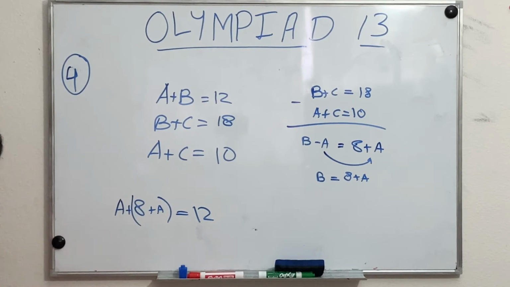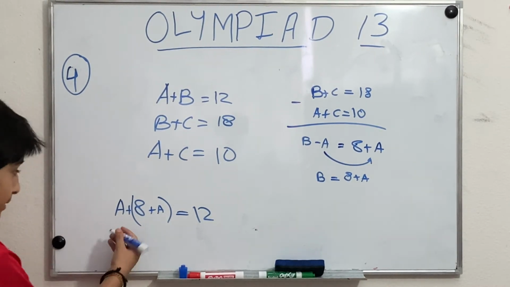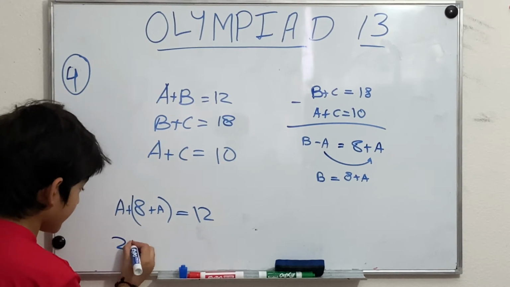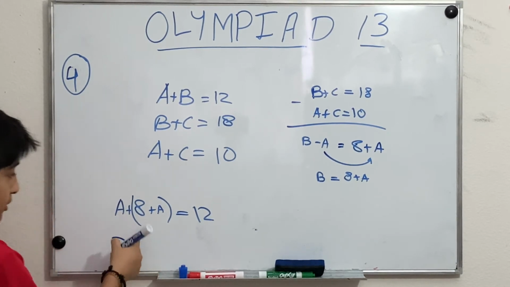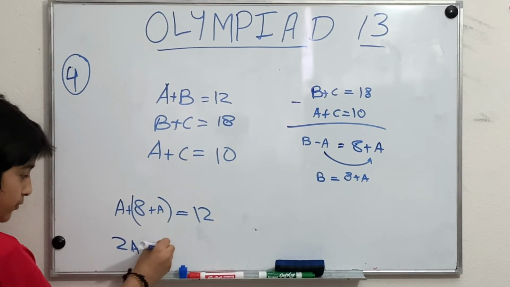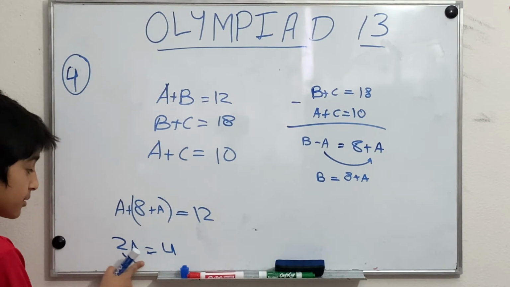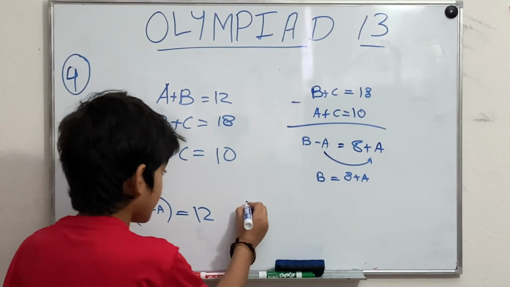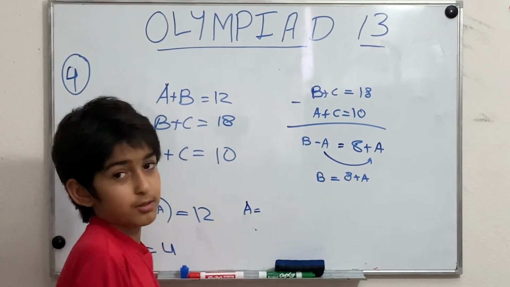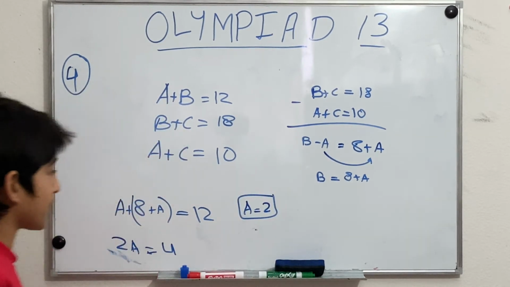Parentheses doesn't do much. Okay, so A plus 8 plus A is equal to 2A, plus we can bring this 8 to the other side and it becomes minus. So 12 minus 8 is equal to 4. Now we can bring this 2 to the other side and it becomes divide. So basically A is equal to 4 divided by 2, which is equal to 2. Now we figured out Annie's money, but we have to find the least.